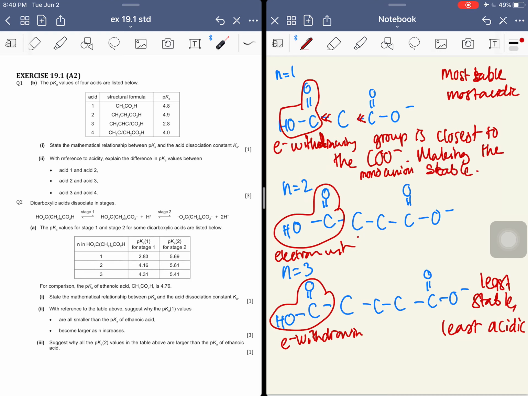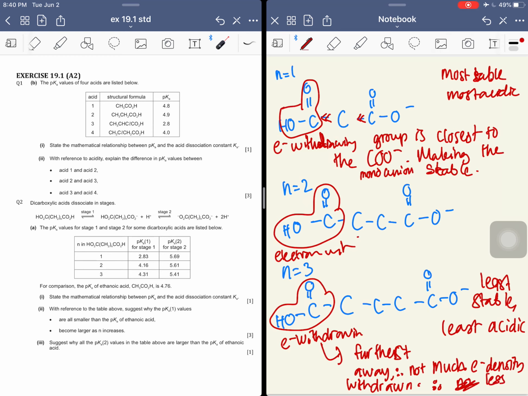In this one, the electron withdrawing group is furthest away, therefore not much electron density is withdrawn, therefore less stability.